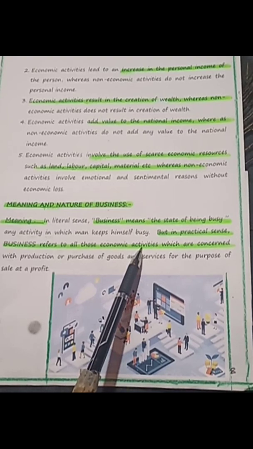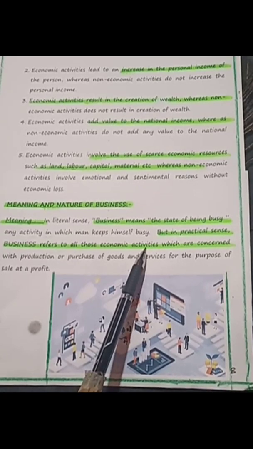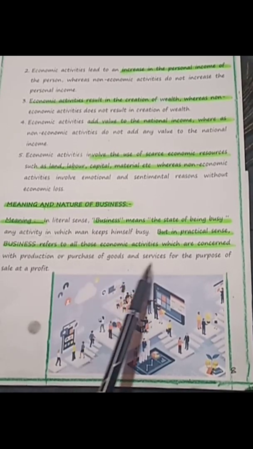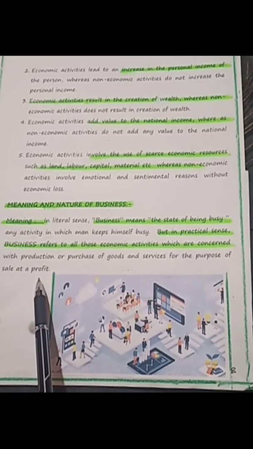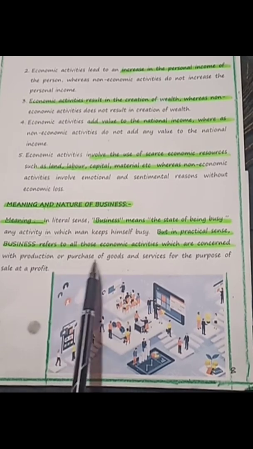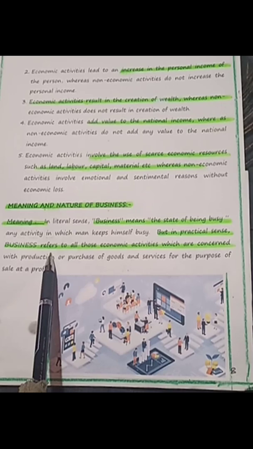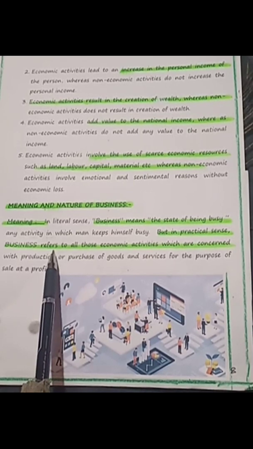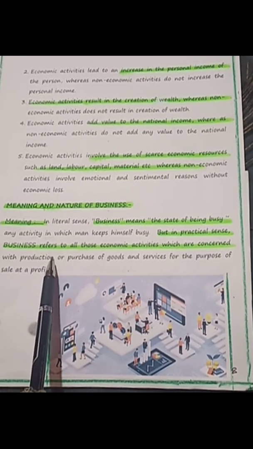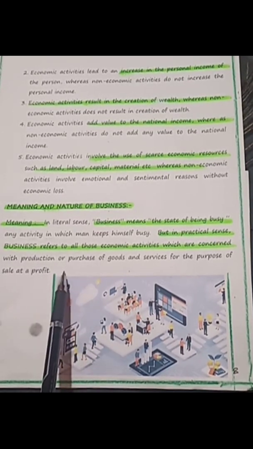What are economic activities, children? Just now I told you, any activity results in money, which are concerned with production or purchase of goods and services for the purpose of sale at a profit. So, all economic activities involved in things like production, purchase, and sale of goods and services for profit. This is said according to the father of business studies, Professor Peter F. Drucker. Peter F. Drucker, considered the father of business studies, has given us these kind of simple concepts to understand about business. Children, please make a note of this.